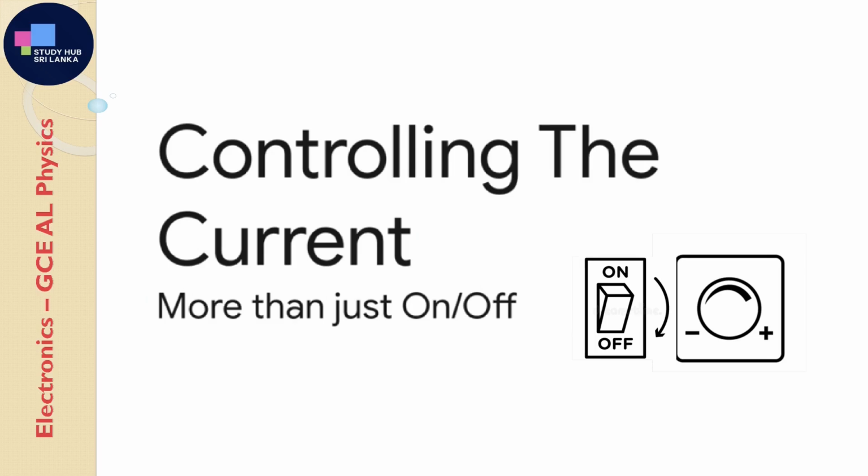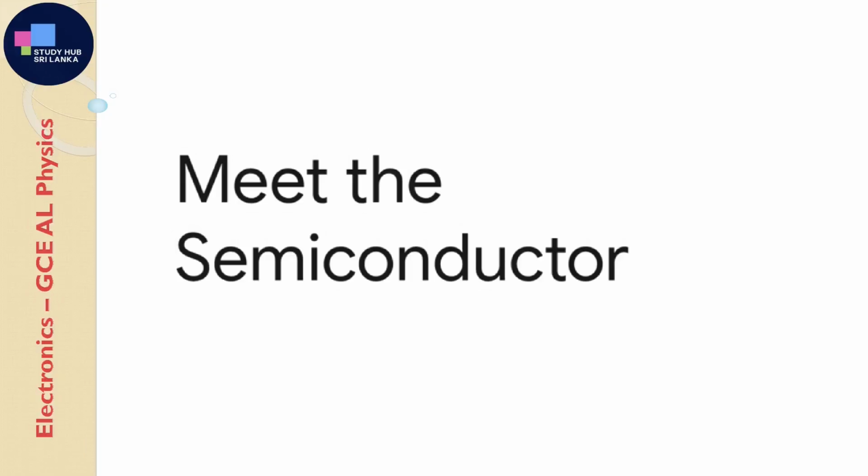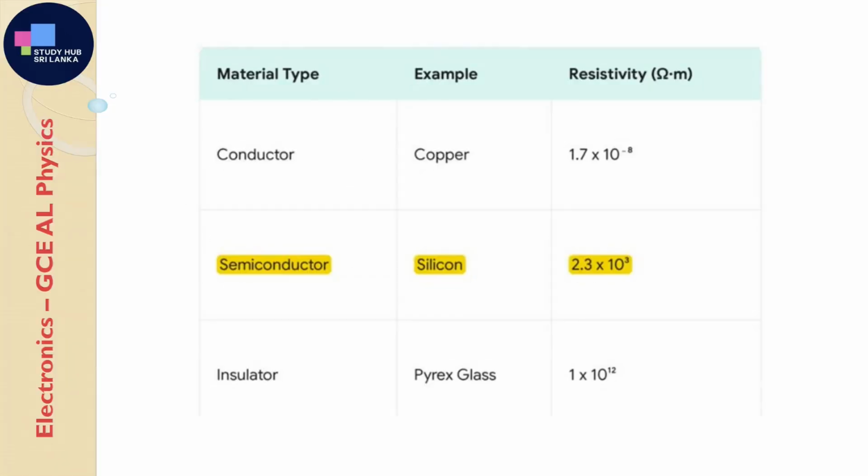You need nuance. You don't just need a light switch. You need a dimmer switch. And that need for something in between, something controllable, brings us right to the hero of today's story, the semiconductor. And this chart really tells you everything you need to know. Just look at the resistivity, which is basically just a fancy word for how much a material fights the flow of electricity. Copper barely puts up a fight at all. Glass is like a brick wall.